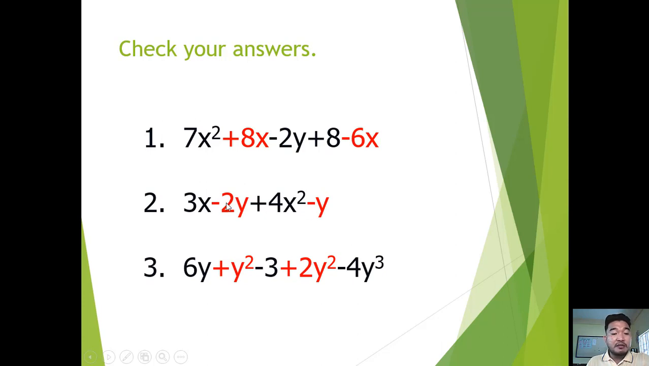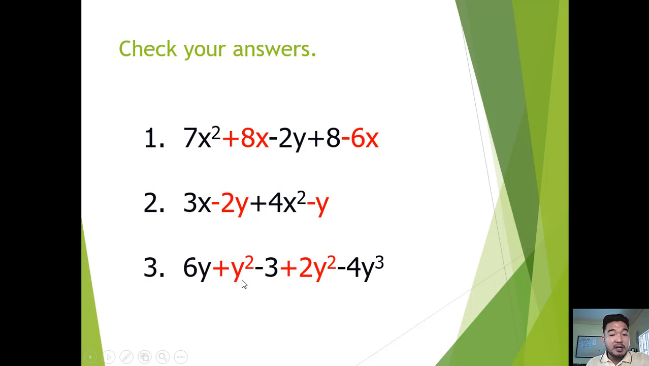The numerical coefficient of negative 2y is negative 2, and the numerical coefficient of negative y is negative 1. We add negative 2 and negative 1, so that is equal to negative 3. Combining negative 2y and negative y is equal to negative 3y.